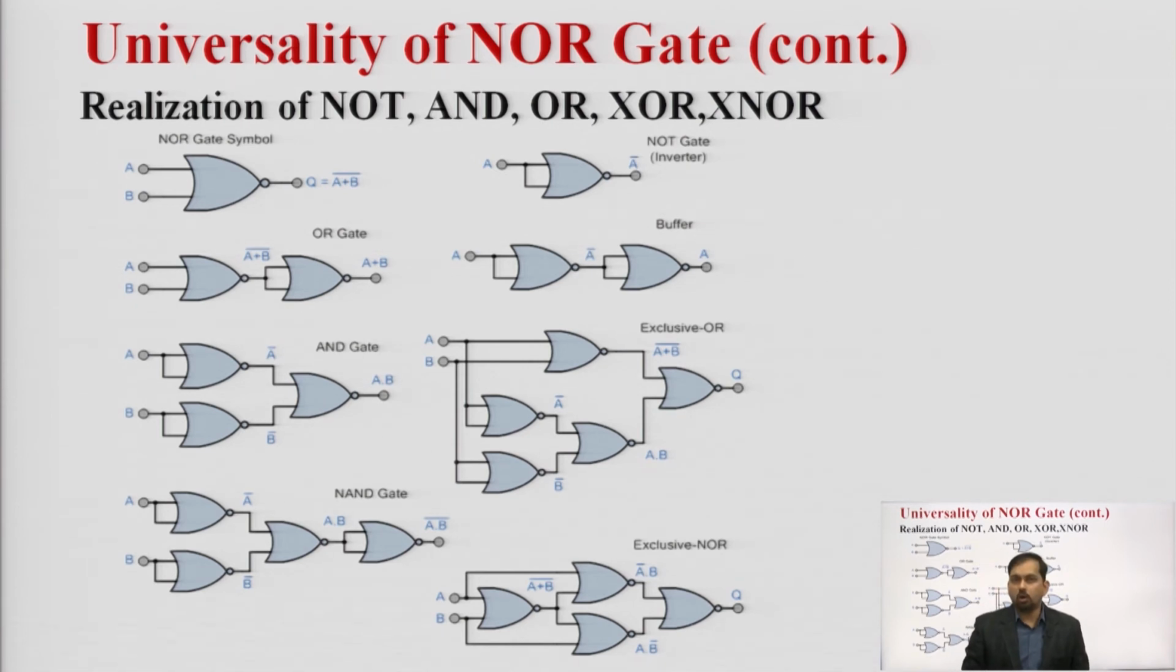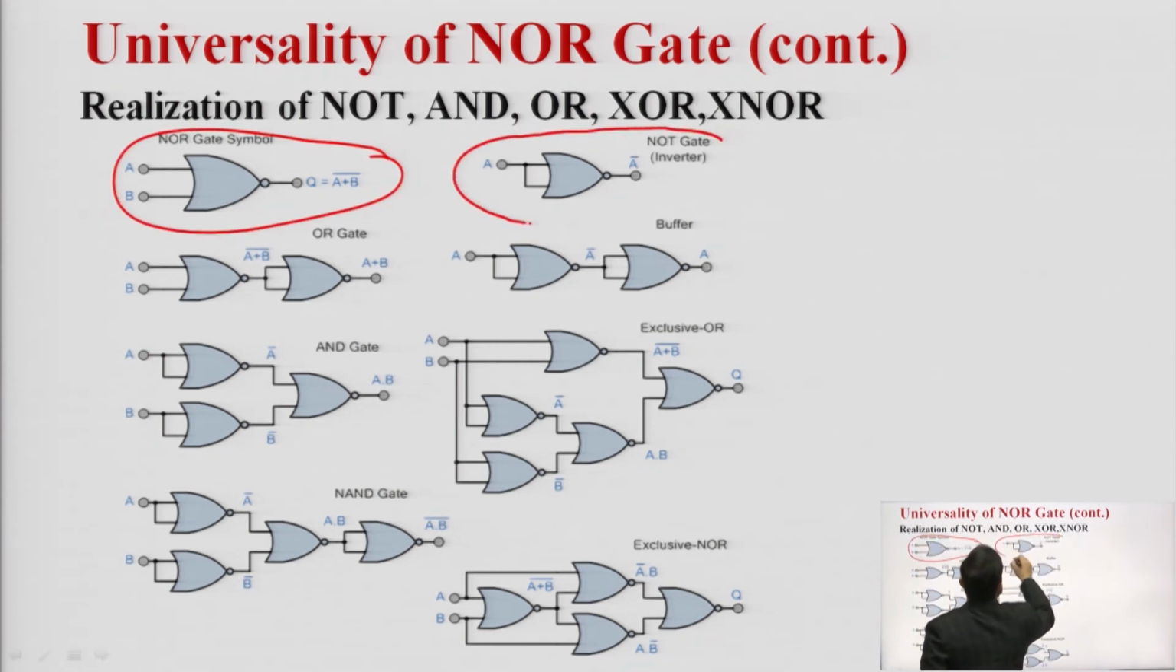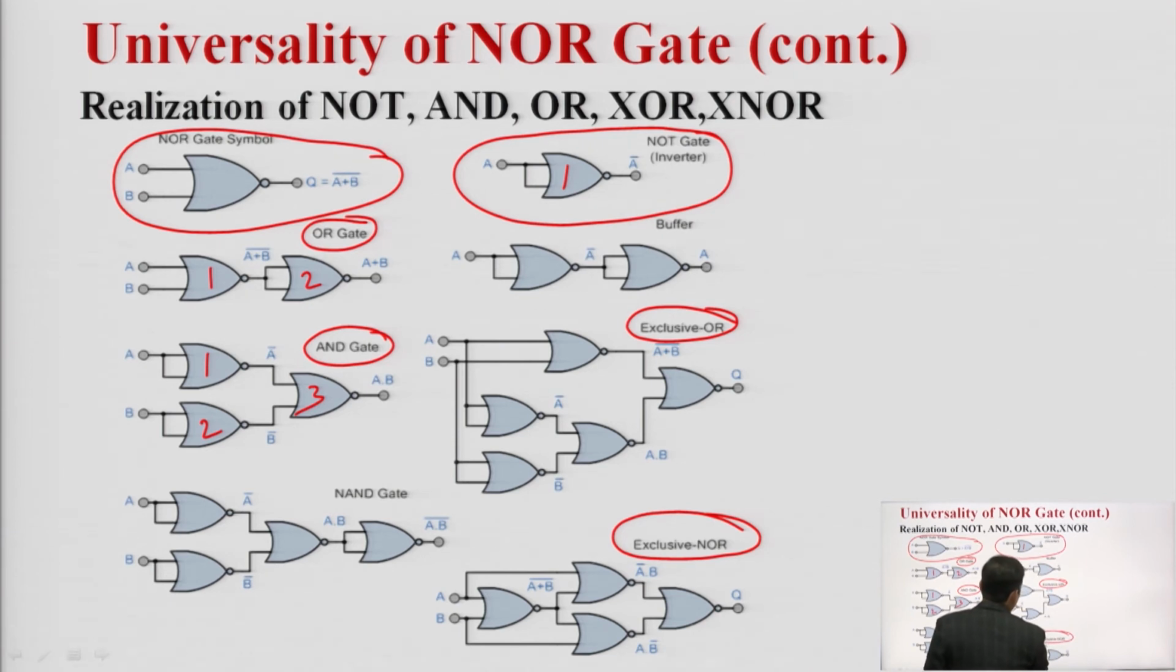Next, with the NOR gates, it's a bit different. First we'll have the symbol of the NOR gate. So we have first the inverter, meaning that to implement an inverter we require either one NAND gate or one NOR gate. After that, to implement the OR gate we required 2. To represent the AND gate we required 3 NOR gates.